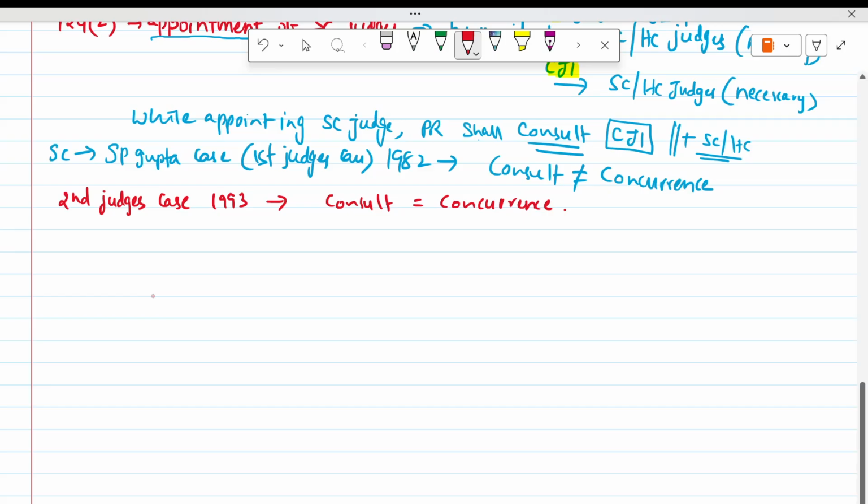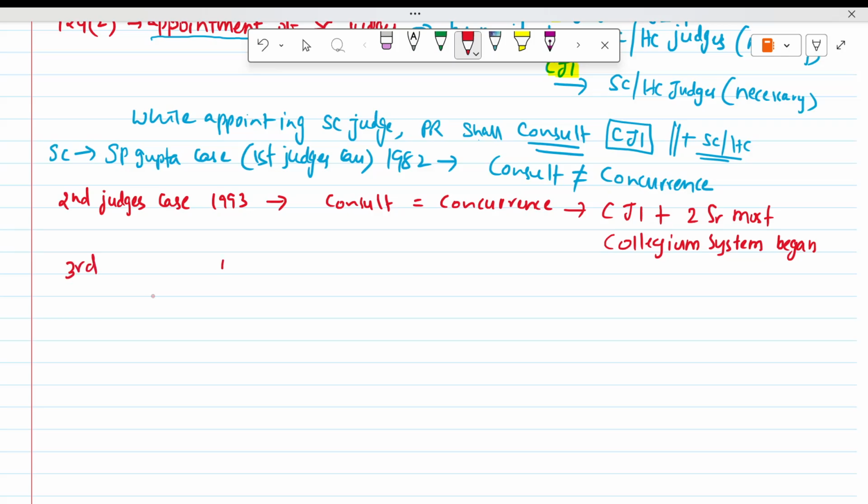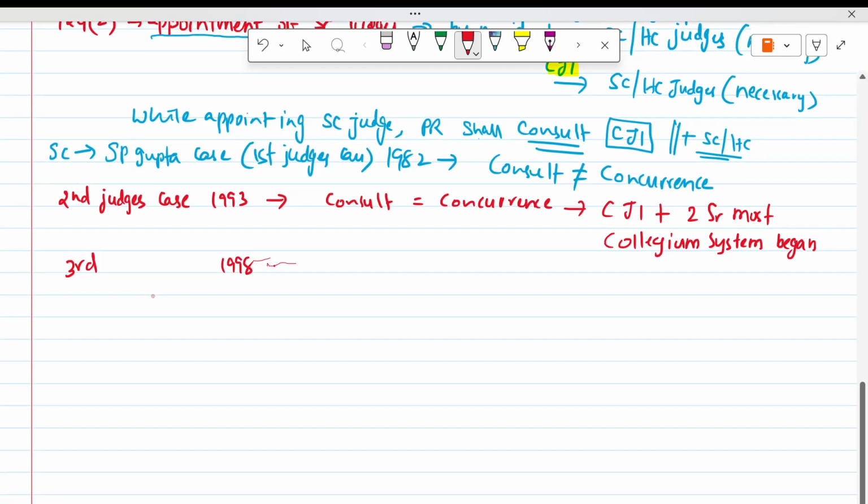And the Supreme Court also says the President should consult the CJI plus the two senior-most Supreme Court judges. This is what the Supreme Court said in the second Judges case in 1993. So this is where the collegium system started. The collegium system began in 1993.